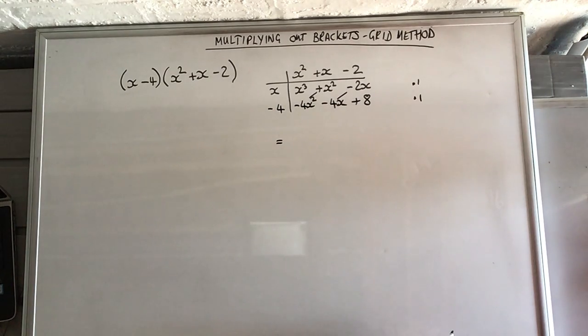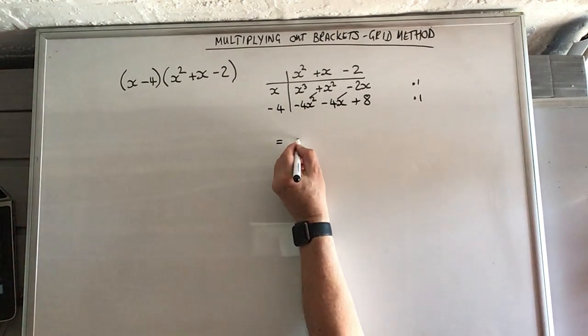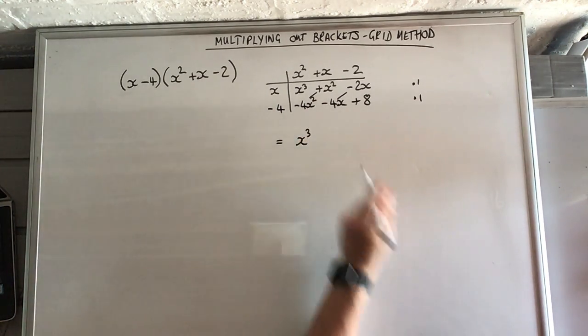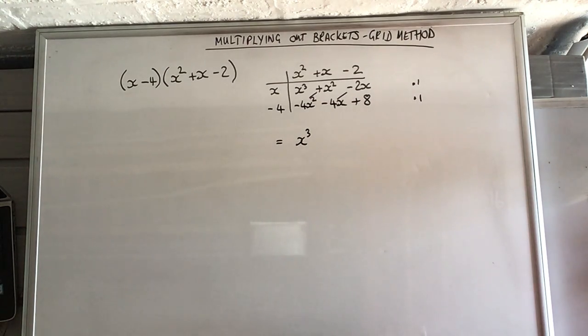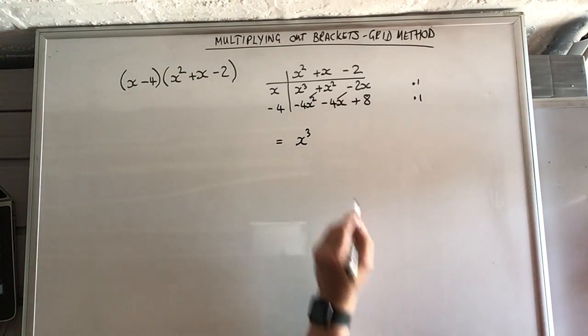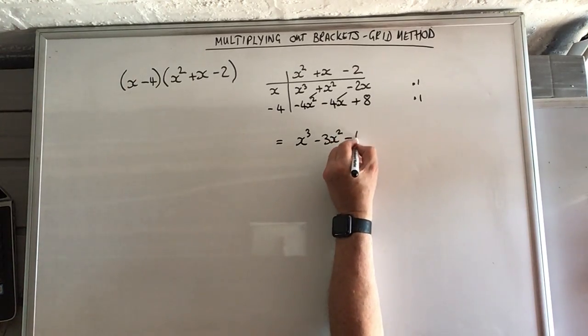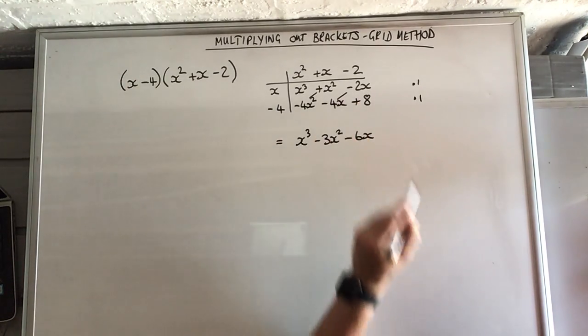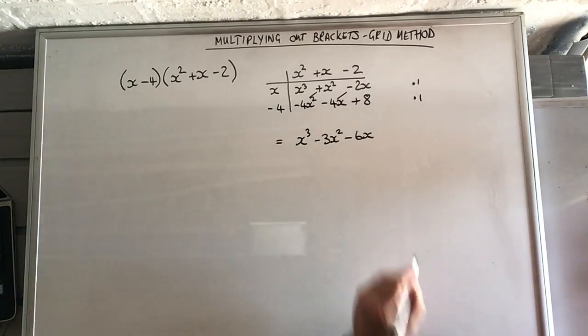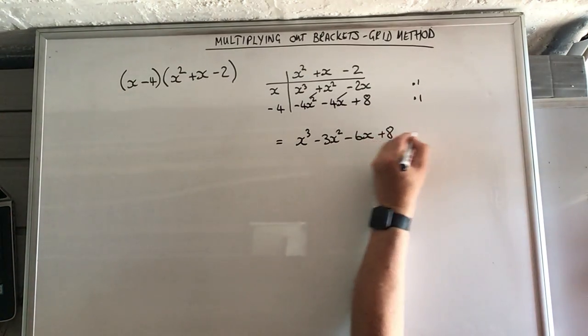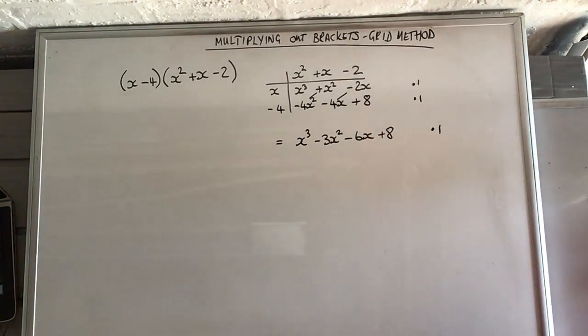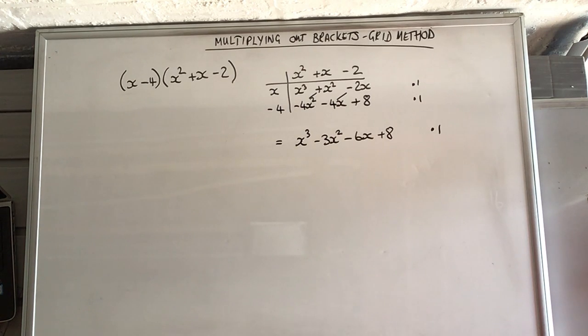Okay, it always tidies up diagonally if you've brought it in order. x cubed, minus 4x squared plus x squared is minus 3x squared, minus 6x, minus 2x minus another 4x, and a plus 8 at the end. That's your third mark. Finished. Nice and easy. Let's see if we can find any more for you.